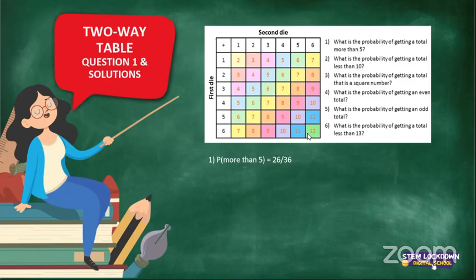Okay, so question number 2. Question number 2 says, what is the probability of getting a total less than 10? So do we include 10 in this case? No, we don't, because it says less than 10. Megan says 30. No, we don't. Yes, we don't include 10, less than 10.